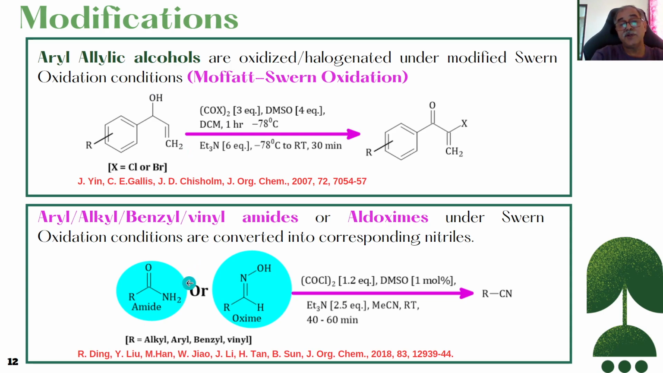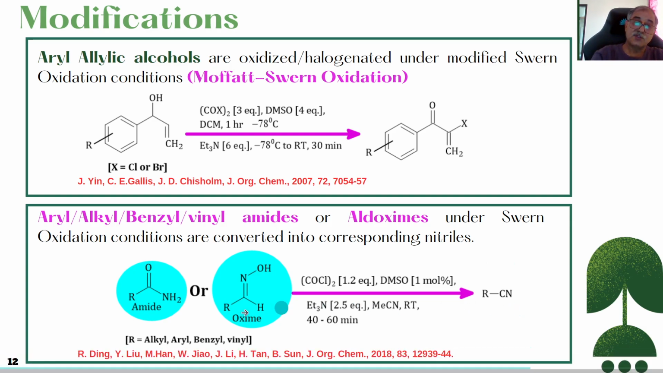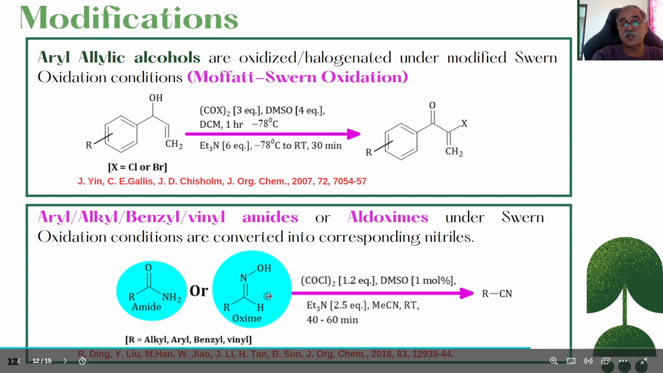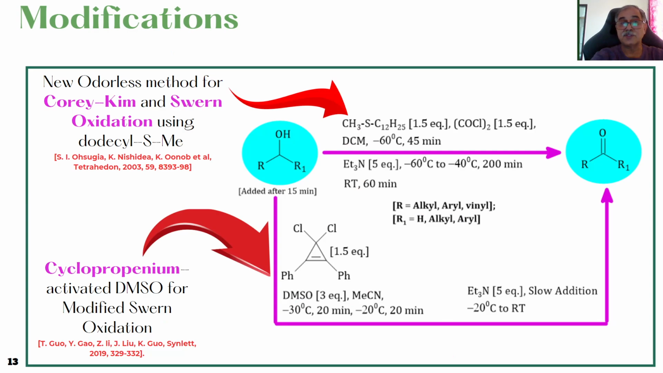Similarly, the modification of the substrate can also be done. So if instead of primary or secondary alcohol we use amides or oximes under Swern oxidation conditions, then both of these were converted into the corresponding nitriles instead of aldehydes or ketones. So amides or oximes are oxidized to nitriles under Swern oxidation conditions. So this is another modification of Swern oxidation.